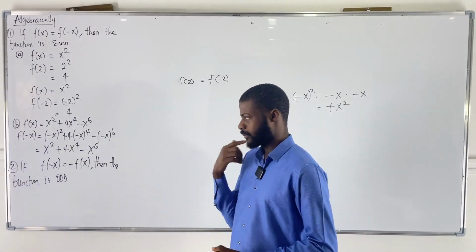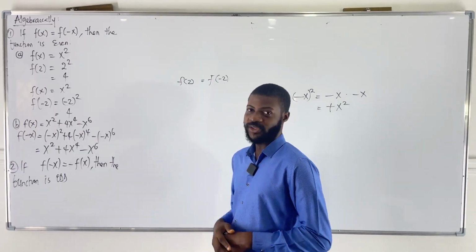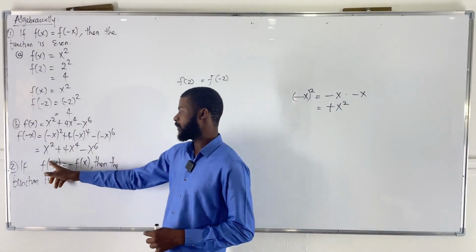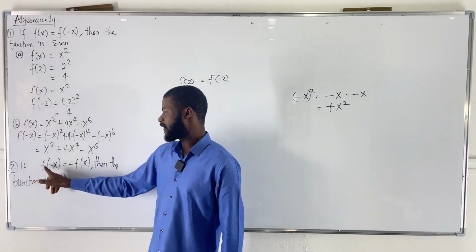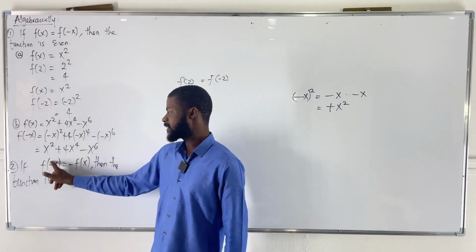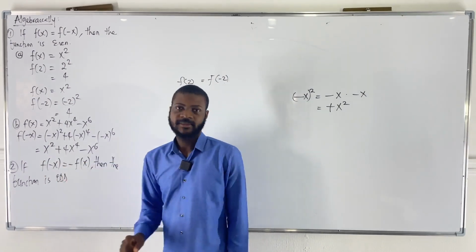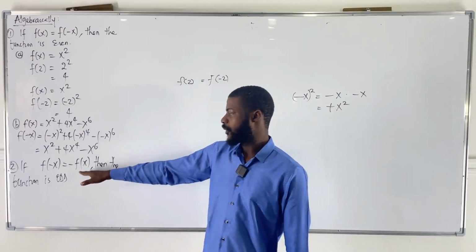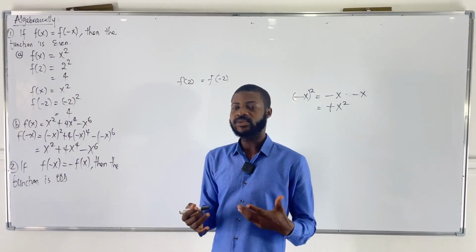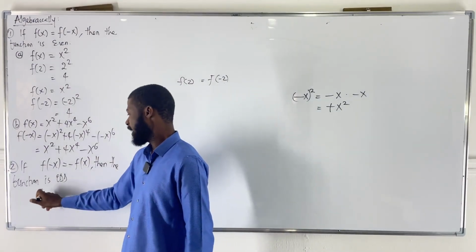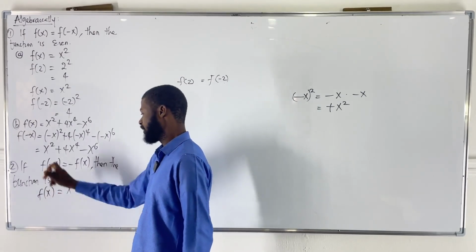Now as you can see, for odd functions, it's like the minus is coming outside. So if you have f of minus x, it's the same thing as when you bring out the minus, so minus f of x. So this is the algebraic condition for odd functions. Now let us use one example. Let f of x be equal to, let's say, x to the power of 3.